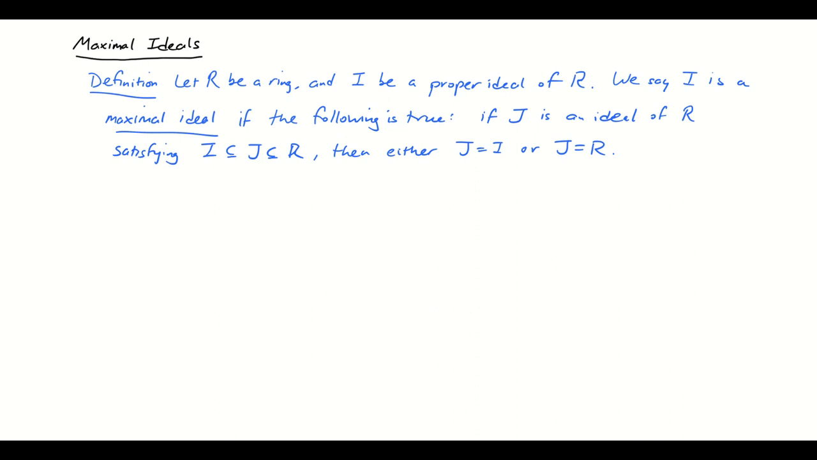Okay, so in other words, what we're saying is for I to be a maximal ideal, it has to be impossible to find some other ideal of R which lies between I and R and strictly contains I and strictly is contained inside of R. So in other words, if I is maximal, we can't find some other larger ideal that is smaller than the whole ring.